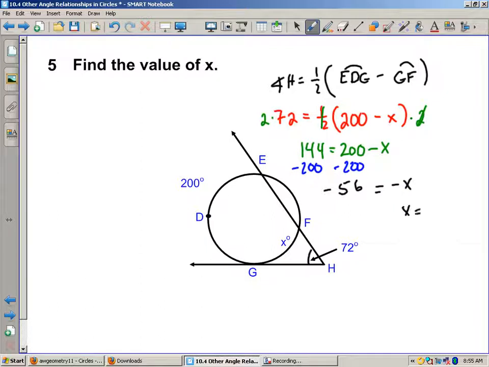So I could check it by saying 200 minus 56 cut in half should equal 72. And it does. So make sure you check those. Make sure you can check all of these problems.